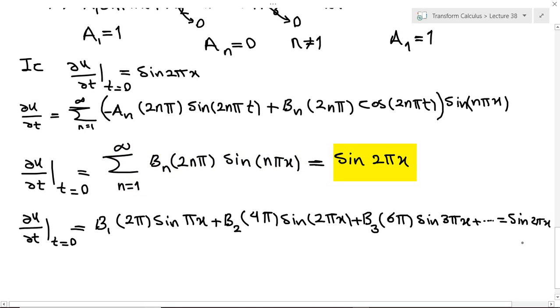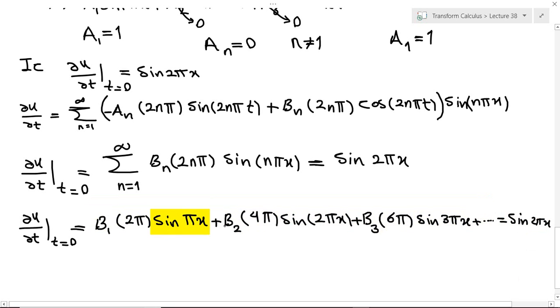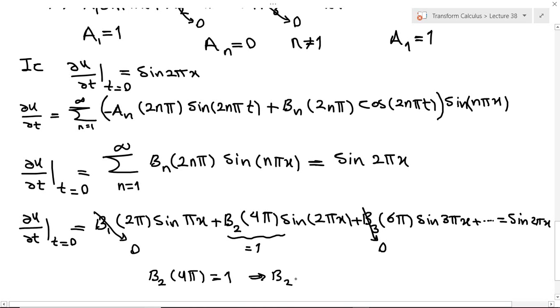Again, I compare the right hand side of the equation with the left hand side. Here we have sine 2 pi x. On the left hand side, at first we have sine pi x. We don't like it. So here we have sine 2 pi x. As a result, I assume that b2 times 4 pi is equal to 1, and that b1 is equal to 0, b3 equal to 0, b4 equal to 0, and so on. If b2 times 4 pi is equal to 1, it means that b2 is equal to 1 over 4 pi.